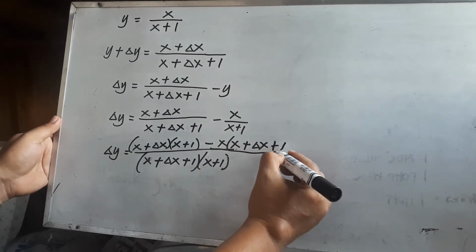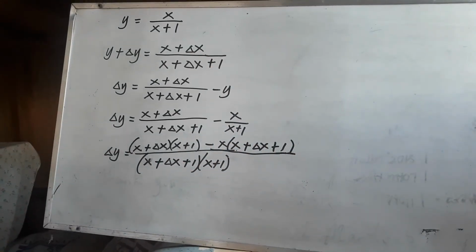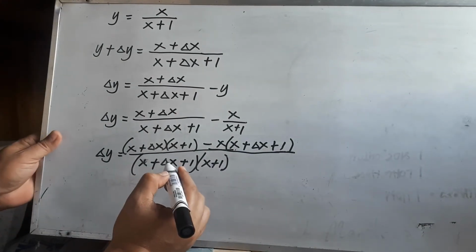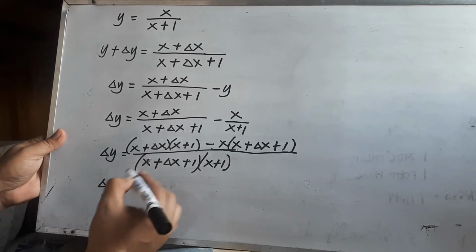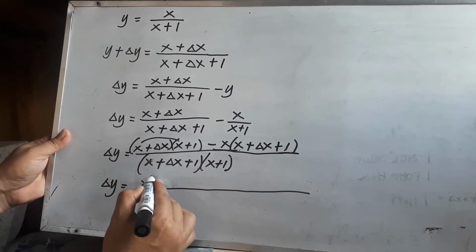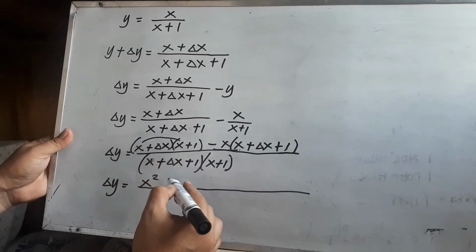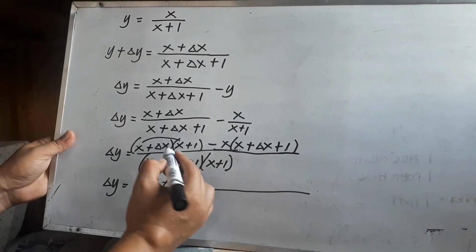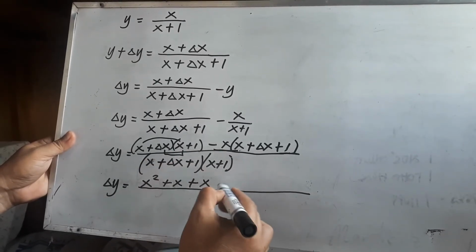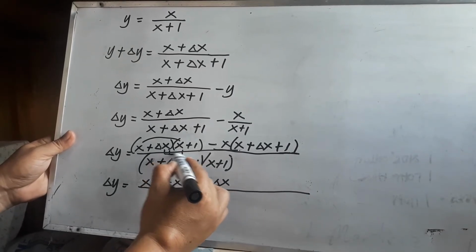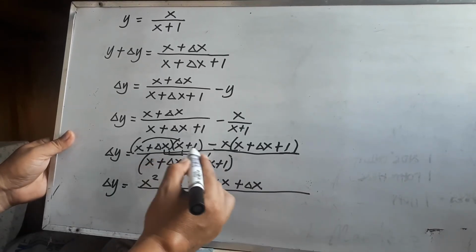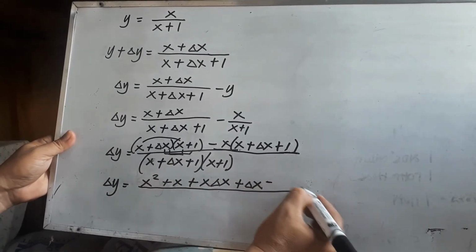Plus 1. Okay, there. So what next now is that we are going to distribute or multiply this one using the distributive property of multiplication. So we have change of y is equal now to, there. So x and x will now be having x squared, then x and 1 there should be plus x, then this one is plus x change of x, then here change of x plus, okay, multiplied by 1 is change of x, and then minus the values here.